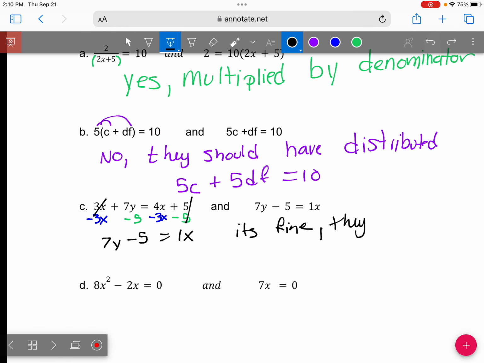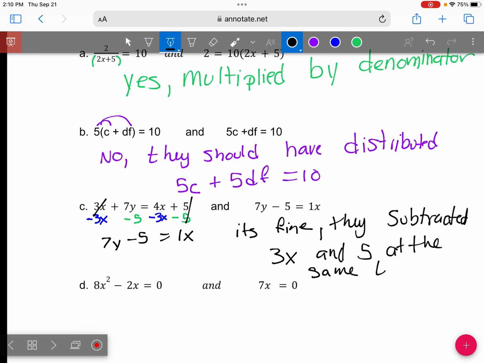They subtracted 3x and added 5 at the same time. So it's fine. It's not ideal. I'd rather you guys do one step at a time, but they did fine. It's okay.